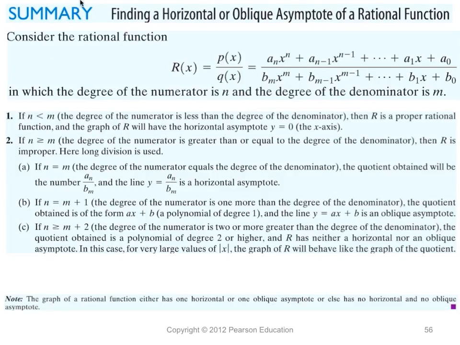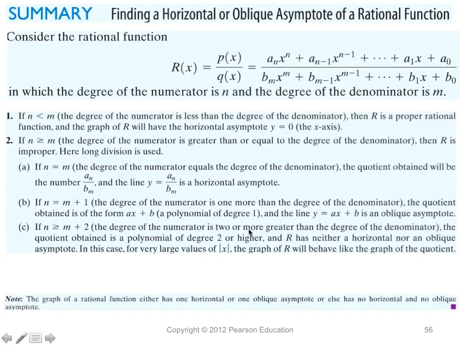So we have a summary here, okay, and this is given in your textbook, which I would definitely suggest reading, but these are just the same things that we had gone through, okay? So if n is less than m, meaning the degree of the numerator is less than the degree of the denominator, then y equals 0 is going to be your horizontal asymptote. If n is equal to m, then all you have to do is divide the two leading coefficients to get your horizontal asymptote. If the degree of your numerator is 1 larger than the degree of the denominator, then the quotient that you obtain by doing some long division is going to be your oblique asymptote.